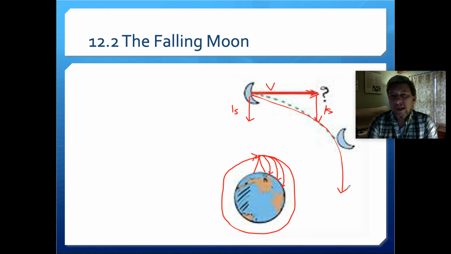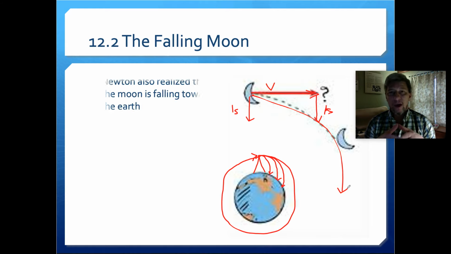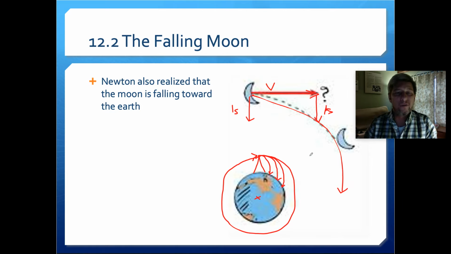And so the question that he then had was, well, then why doesn't the moon crash into the Earth? And the answer is actually fairly straightforward. The moon doesn't crash into the Earth because it's not only moving downward toward the center of gravity. The middle of the Earth is right here, and that's where the center of gravity of the Earth is.